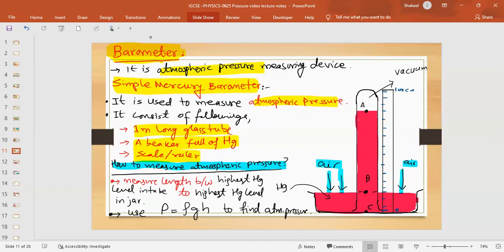In the liquid, in the tube, the liquid column has points A, B, and C. And then above A is the vacuum. It means no air is there. So how will you measure the atmospheric pressure? You have to do a very simple thing.